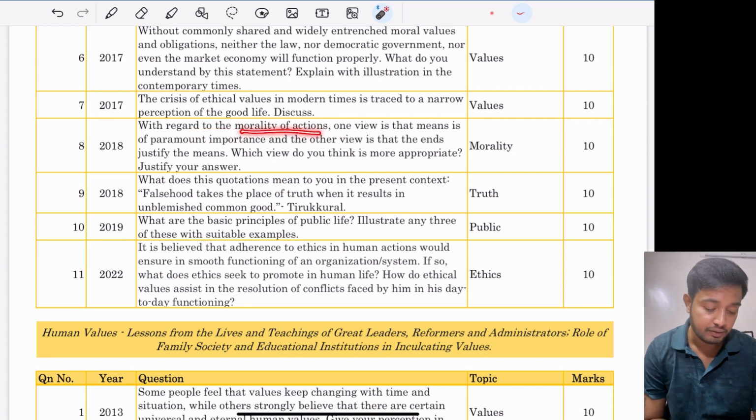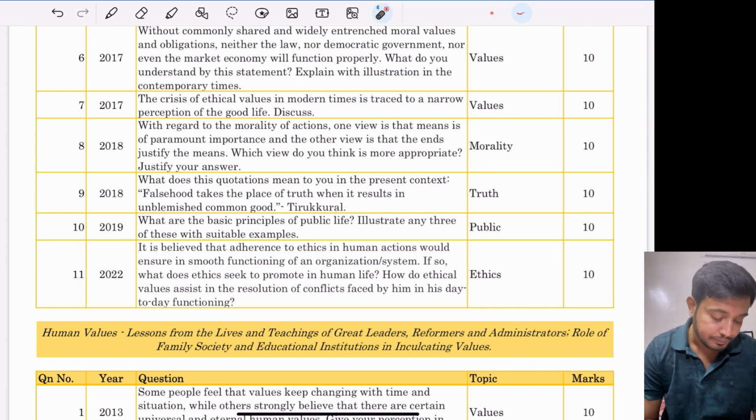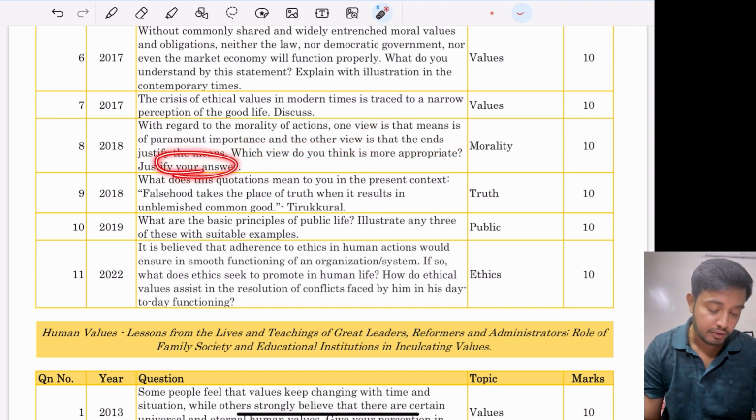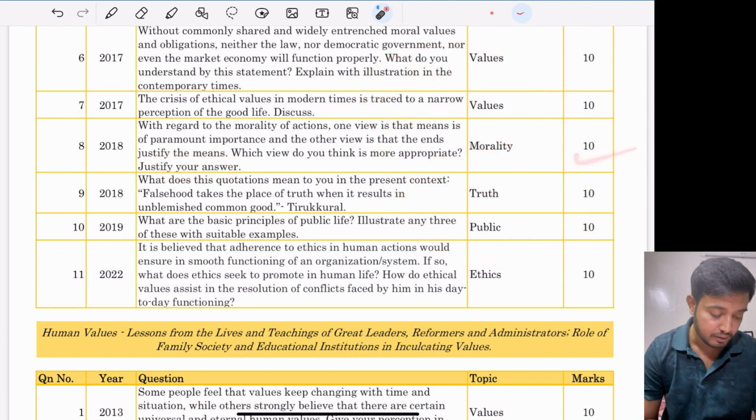With regard to morality of actions, one view is that means are of paramount importance, and the other view is that ends justify the means. Basically, again, this is talking about the debate between teleology and deontology. Which view do you think is more appropriate? Justify your answer. So you have to give both the views. You have to tell what is good in this view, bad in this view, good in the other view, bad in the other view. Which one is the more appropriate view for you? And you have to say why it is more appropriate. This will be the justification part. So when you write all these parts nicely, it will fetch you good marks in this question.